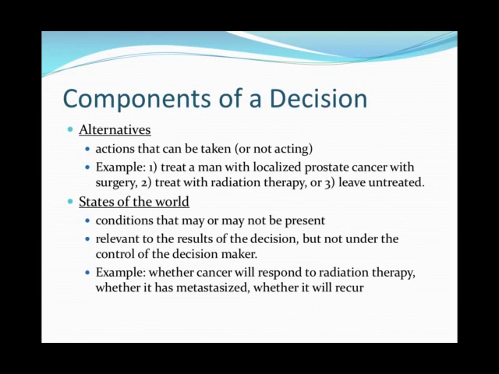States of the world are conditions that may or may not be present. These things are relevant to the results of the decision, but are not under the control of the decision maker. So I'll give you an example about that.